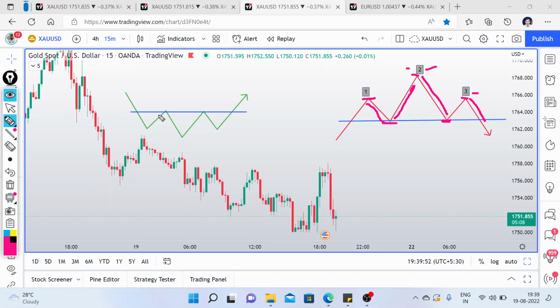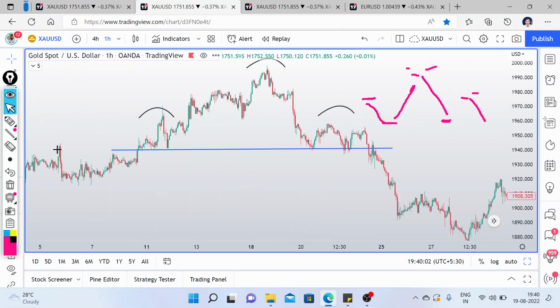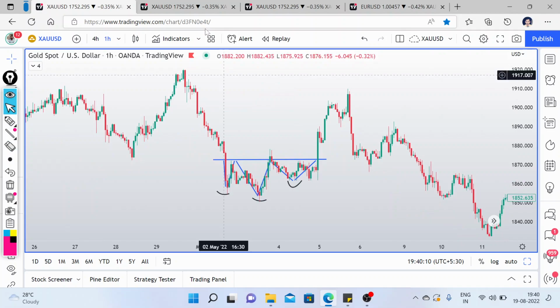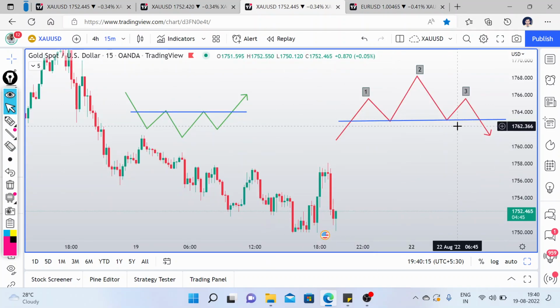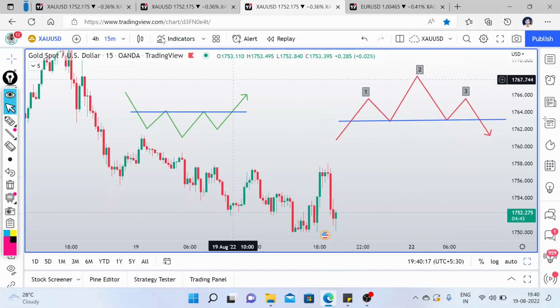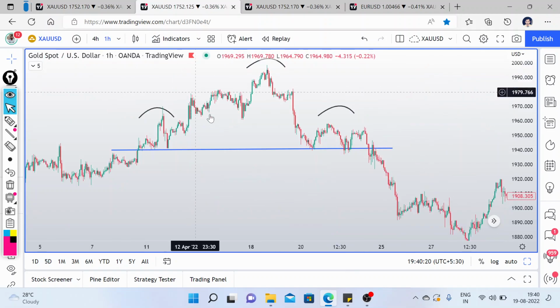Let me show you some examples on the chart from a previous trading session, and we will discuss those examples. This one looks like a very neat and clean head and shoulder chart pattern, but on the chart it is not going to look like that. So you have to understand the formation actually.